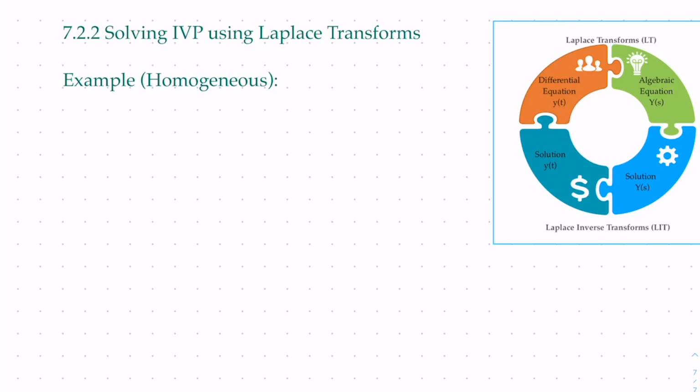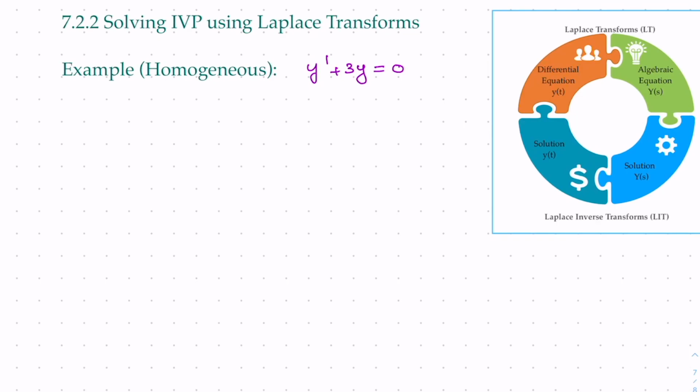Let's take a look at this differential equation, which is y prime plus 3y is equal to 0. Easily you can use the characteristic equation method to solve that, but the idea is to implement the Laplace transform in solving this. So step one, as I said earlier, we are going to apply the Laplace transform. From now on, I'm going to say LT.